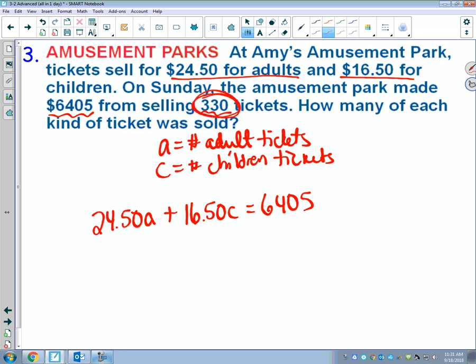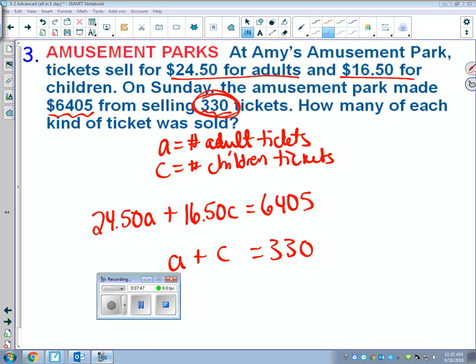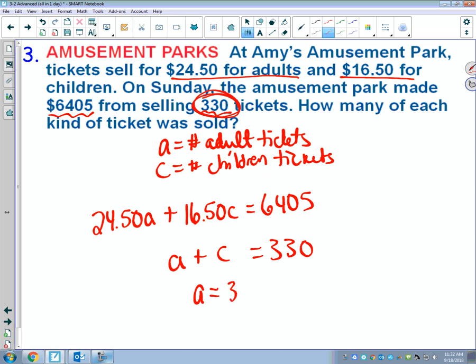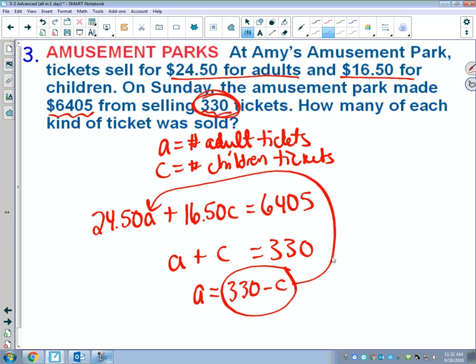The other equation comes from this. It better equal the total number of tickets. So my other equation is going to equal 330, but I have to figure out what am I going to put over here. Well, the money doesn't matter for the number of tickets, right? So that's just going to be the number of adult tickets plus the number of children tickets, which means that this could set up very nicely to be substitution, that I could solve for either one of these. I could just say A equals 330 minus C. I can take this and I can plug it in up here and use my calculator.